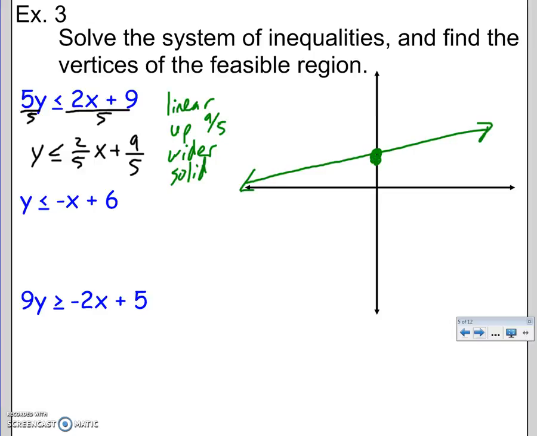Alright, I figure out where to shade by plugging zeros in. Well, if I put in 0 for y, the left side turns to 0, 2 times x is 0, that's 9. Is 0 smaller than 9? That's true. I shade beneath.